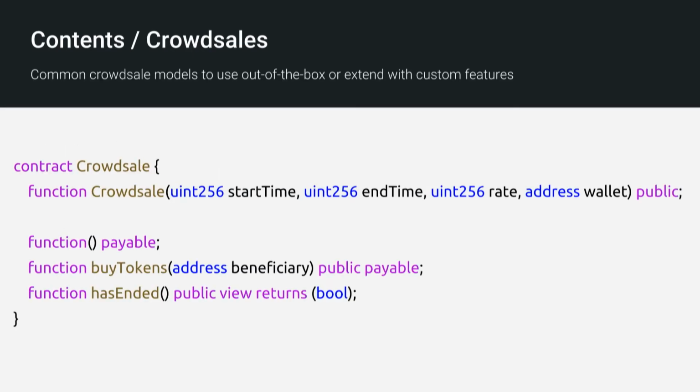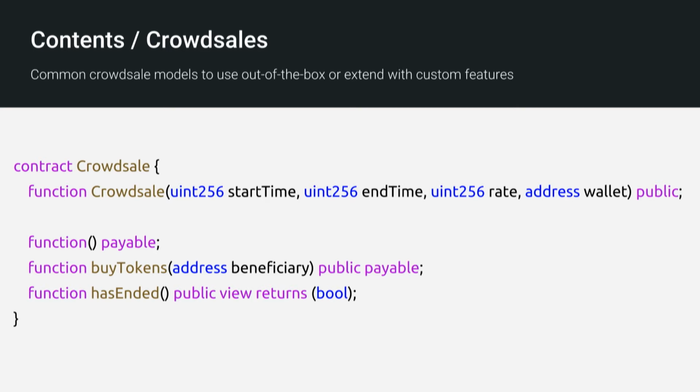The last vertical we're going to talk about is Crowdsales, which are very common, perhaps even too common nowadays in the Ethereum ecosystem, and come very coupled with tokens. The idea for a Crowdsale contract is basically to receive Ether and send tokens back to the beneficiary.